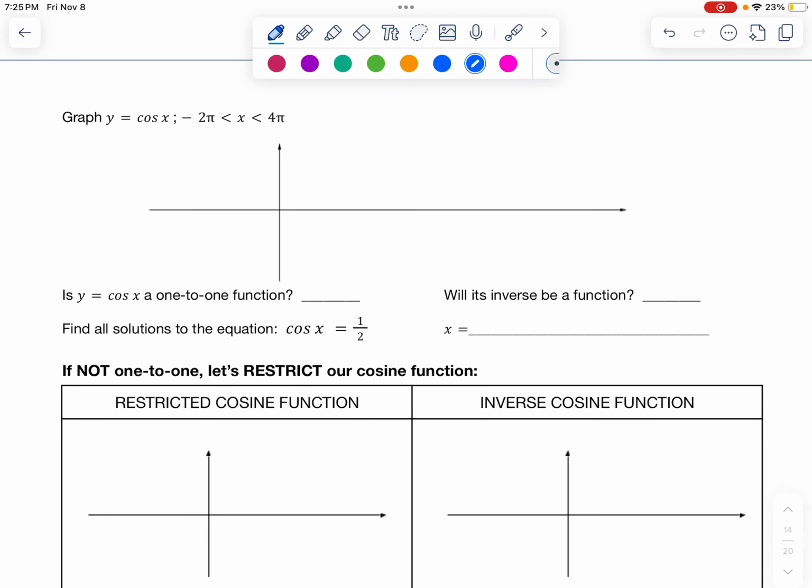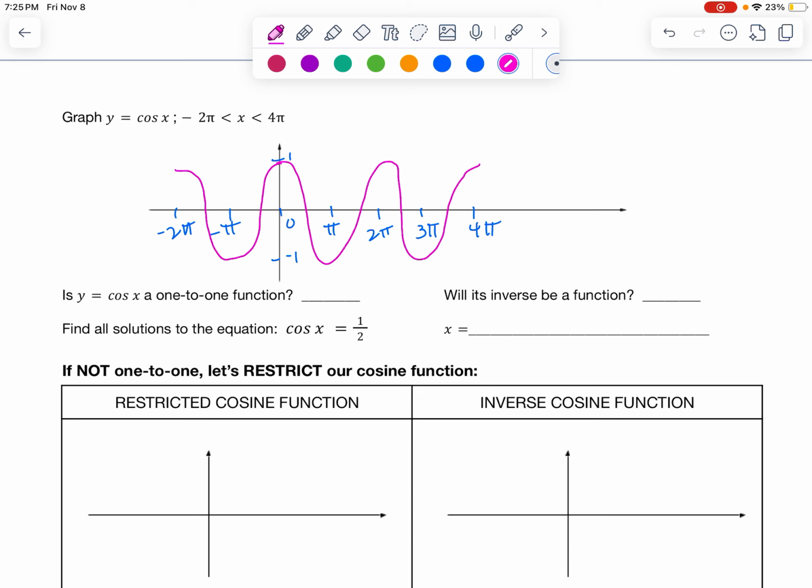Okay, so it's very similar with cosine of x. If I were to go ahead and graph this one out, here's negative 2 pi, pi, 0, and so forth. I'm still going to go up to 1 and -1. And there is my cosine function. Looks something like that. Okay, so again, cosine of x, this is not a one-to-one function, so I'm going to go ahead and say no. So then the inverse is not going to be a function.